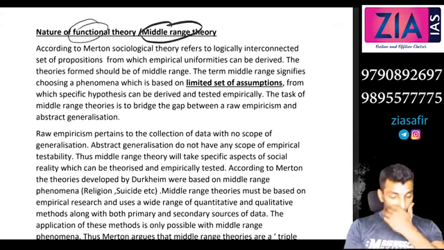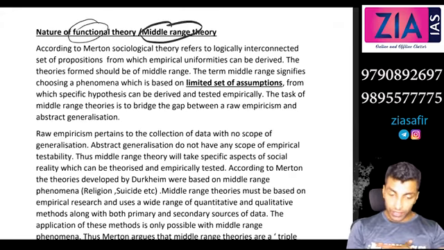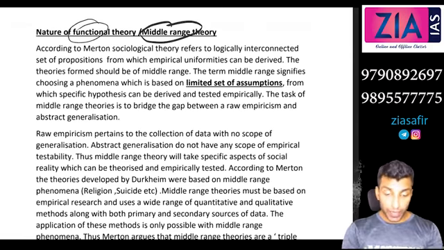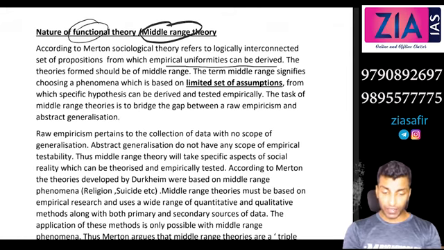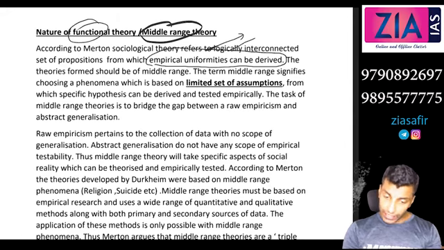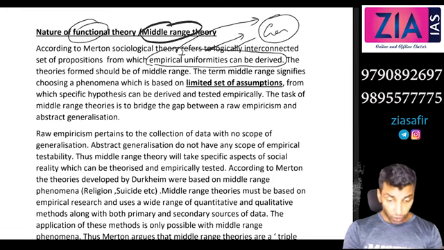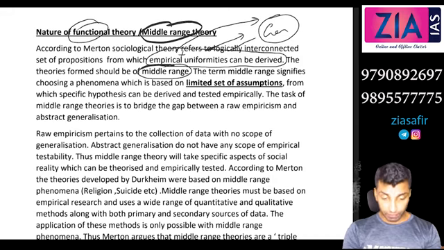That is the idea. You can see here, according to Merton, sociological theory refers to a logically interconnected set of propositions from which empirical uniformities can be derived. That means there is a possibility of generalization, but it should be empirical, that means it must be testable. The problem with Parsons is it is not empirical. The theories formed should be of middle range. The term middle range signifies choosing a phenomenon based on a limited set of assumptions, from which specific hypotheses can be derived and tested empirically.